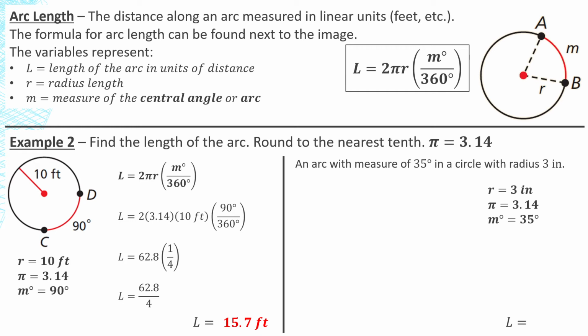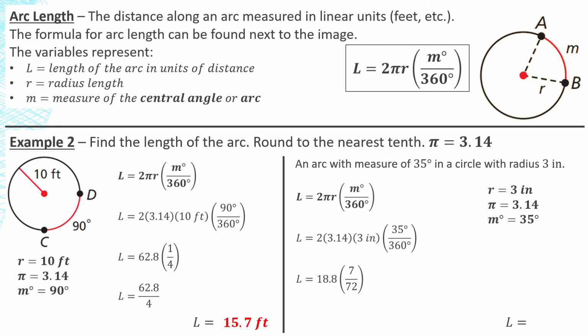So doing that here, we know what our formula is. So it becomes 2 times 3.14 times 3 times 35 over 360. Notice the similarities. The only difference is the length of the radius and the angle measurement. That's it. Everything works out the same. So 2 times 3.14 times 3 gives us 18.8, rounded. 35 over 360 reduces to 7 over 72.